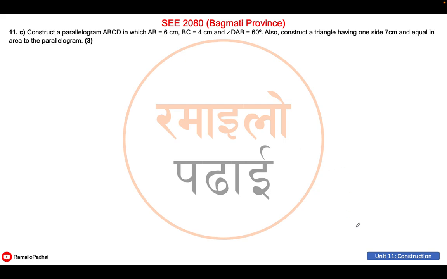Today we are going to solve a question from Unit 11 construction that was asked at SC 2080 at Bagmati province, and the question says: construct a parallelogram ABCD in which AB is 6 cm, AB is one side, BC is 4 cm, it is another side, and angle DAB, that is one corner of the parallelogram, is 60 degrees. Also construct a triangle having one side 7 cm and equal in area to the parallelogram.